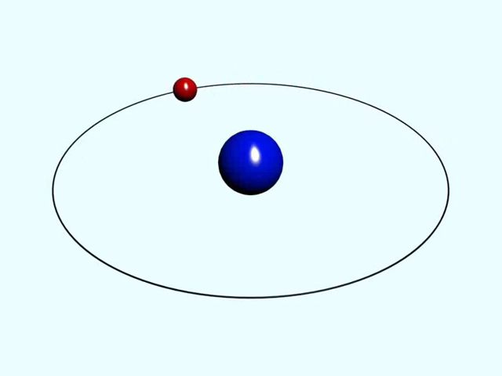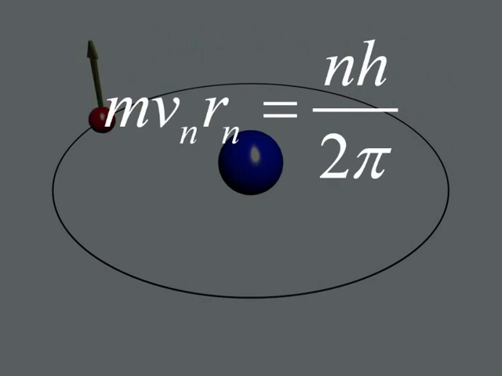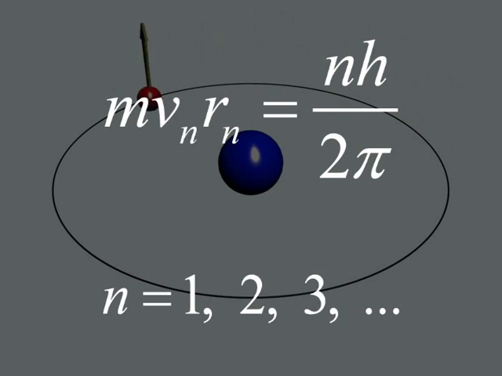ਇਹਨਾਂ orbits ਵਿੱਚ electrons ਦਾ angular momentum ਕੈਲਕੂਲੇਟ ਕਰਨ ਲਈ ਇੱਕ integer ਅਤੇ Planck's constant ਨੂੰ ਮਲਟੀਪਲਾਈ ਕਰਕੇ 2 pi ਨਾਲ ਡਿਵਾਈਡ ਕੀਤਾ ਜਾਂਦਾ ਹੈ, meaning nth orbit ਦੇ ਇੱਕ electron ਦਾ angular momentum will be m v_n r_n, which is equal to nh upon 2 pi, where n is an integer.